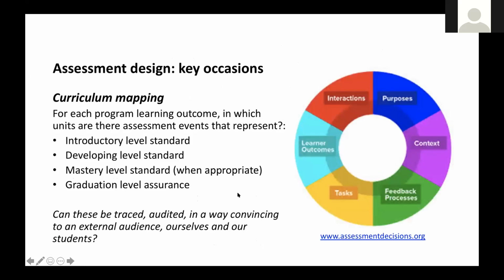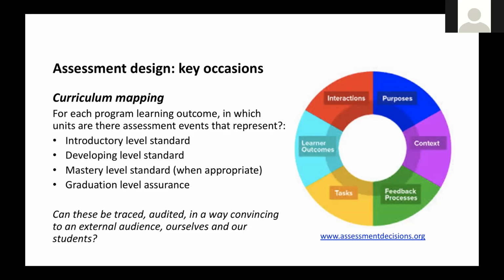The other thing that we need to do in assessment design is work out, are we assessing the learning outcomes that the program requires? And one of the things that we've been doing a lot in recent years is mapping our courses, looking at what the learning outcomes are, where they are assessed, and in what way they are assessed. So for example, they're assessed in one unit, in one course, in one subject at an introductory level, then at a higher level, and then at a level which is about assurance of a graduation standard.